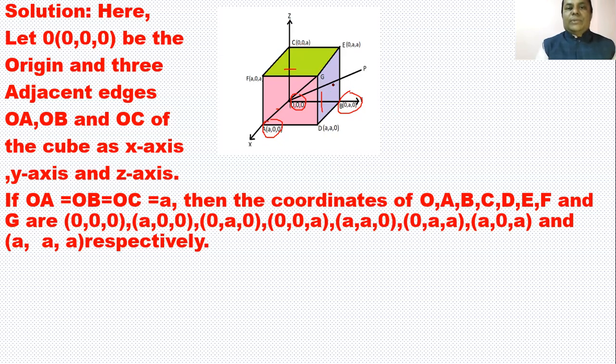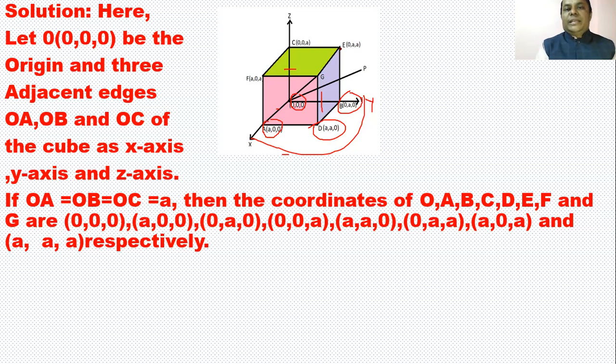Likewise, what is the coordinate of D? D is taken in the XY plane. If it is taken in the XY plane, the Z coordinate will be 0 here. So the coordinate of D goes to A, A, 0.